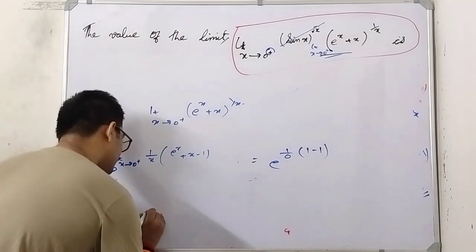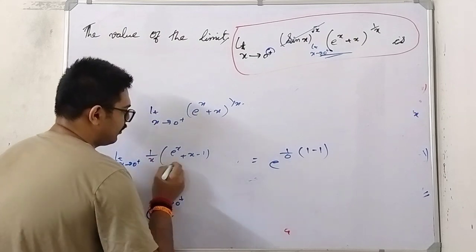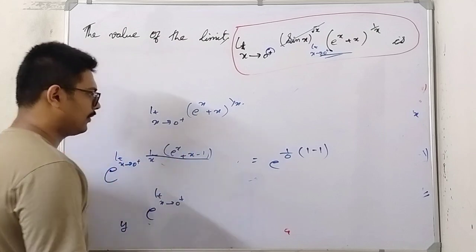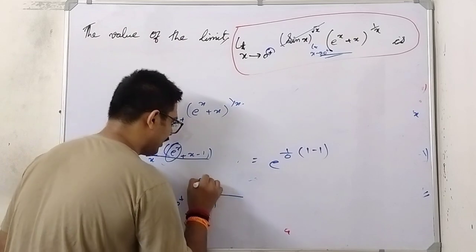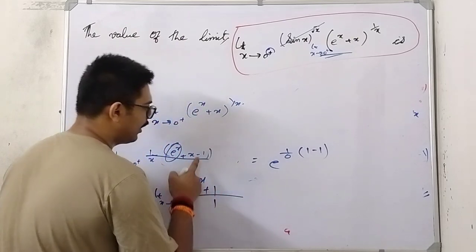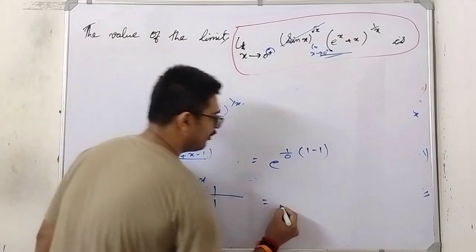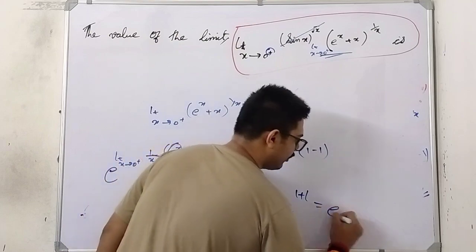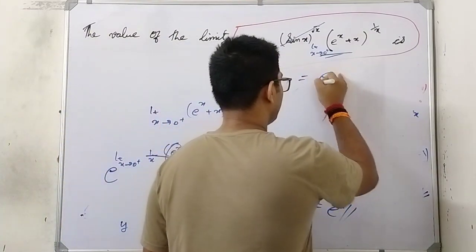Now I am applying L'Hospital rule. It will be e raised to limit x tends to 0 plus. What is the denominator? Its derivative is 1. The derivative of e raised to x is e raised to x, the derivative of x is 1, and the derivative of 1 is 0. I have taken the derivative. Now applying the value, e raised to 0 is 1 plus 1, which is equal to 2, so it is e squared. This is the value of this limit. The value of this limit is e raised to 2.